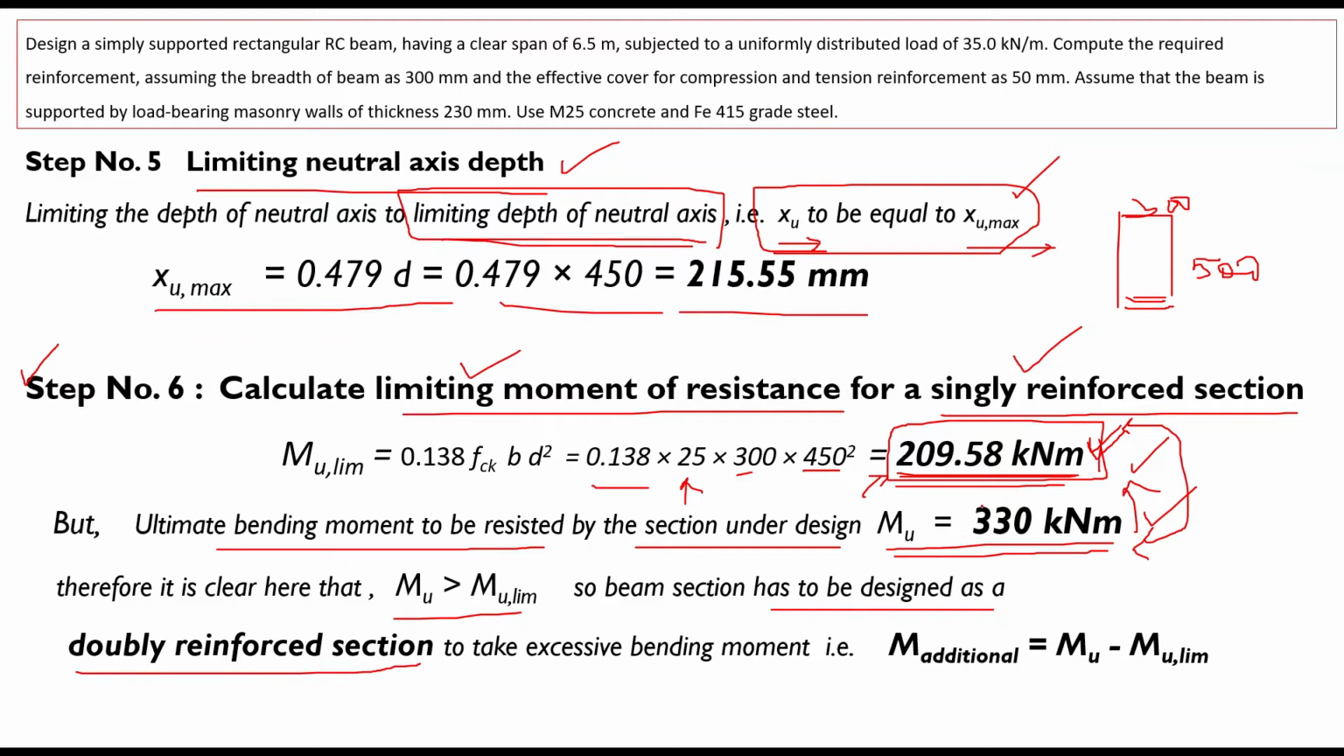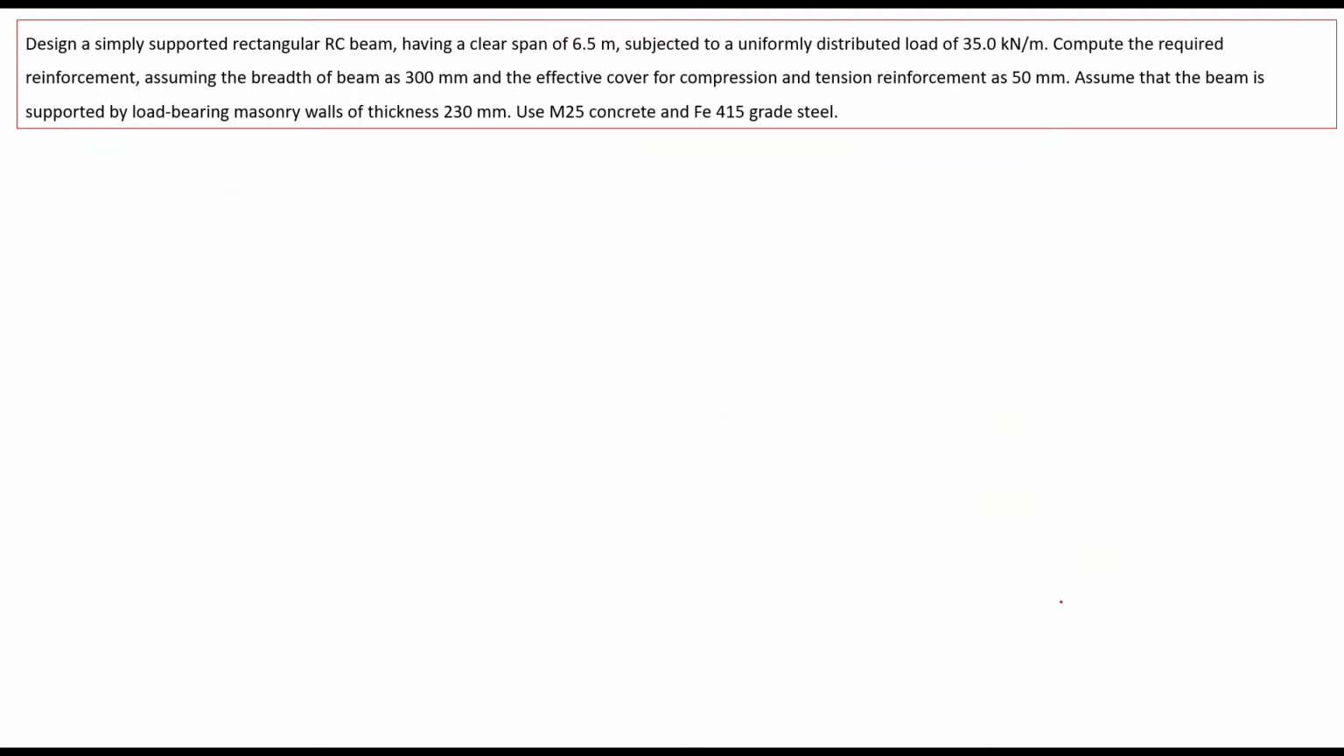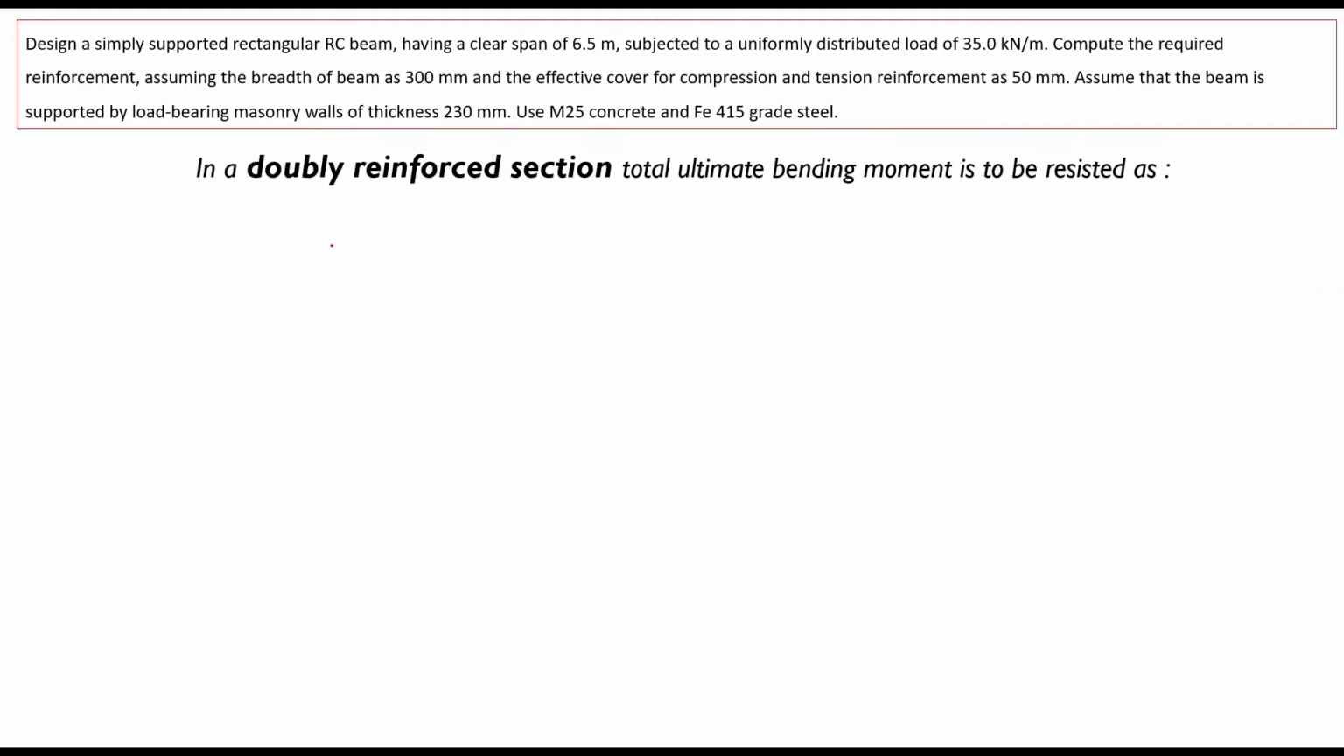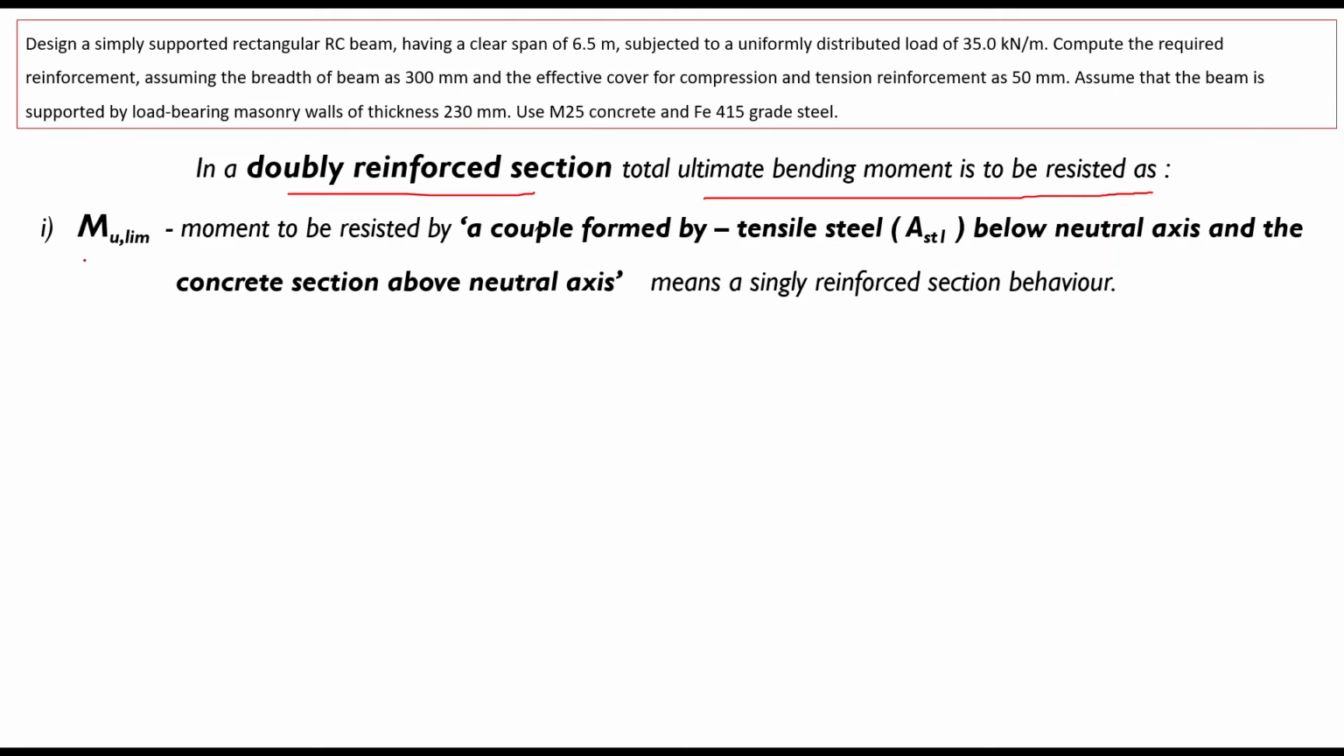That difference will be termed as excess bending moment, or we can say additional bending moment, for which we have to switch over the design from singly reinforced to doubly reinforced. This difference will be Mu minus Mu limited, and it is the additional bending moment which will be taken care of by the doubly reinforced section. So in a doubly reinforced section, the total ultimate bending moment is to be resisted as follows. First of all, let us go through the terminology.